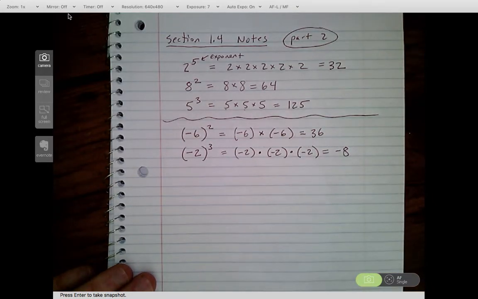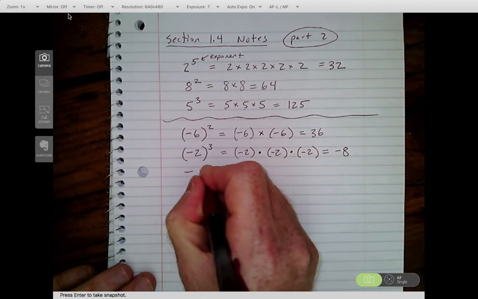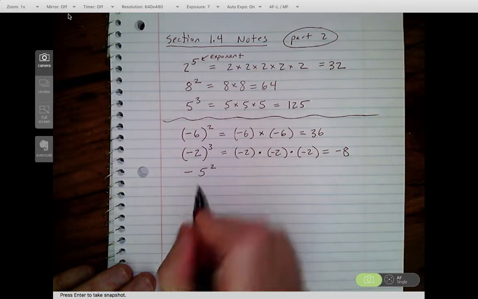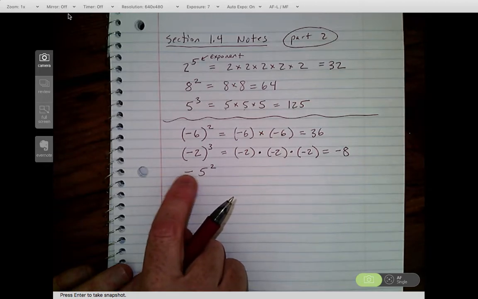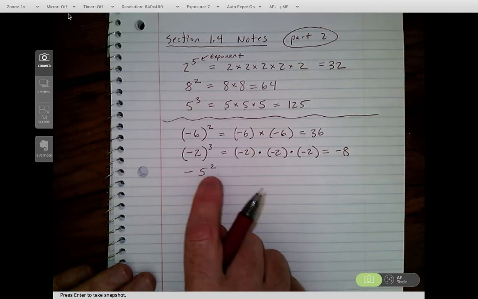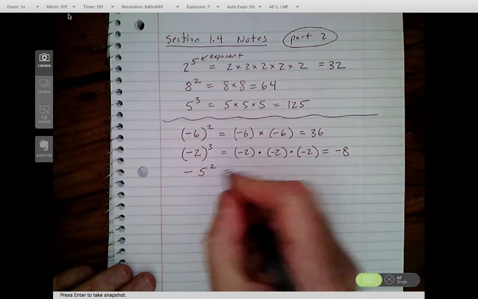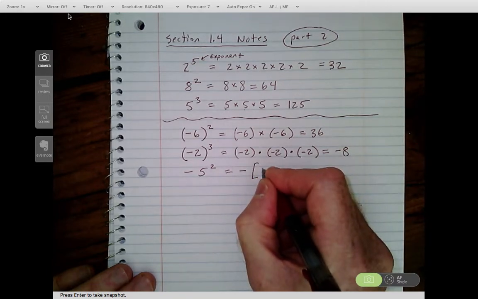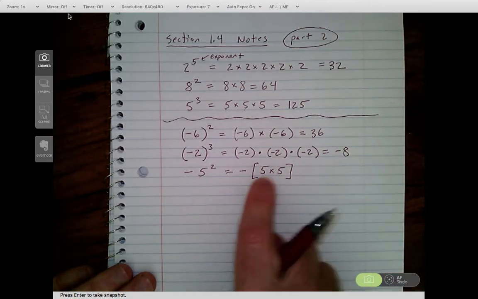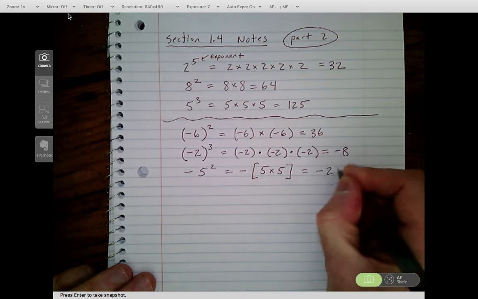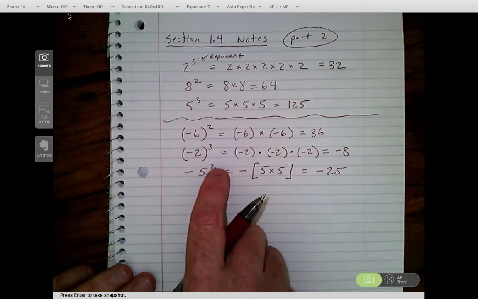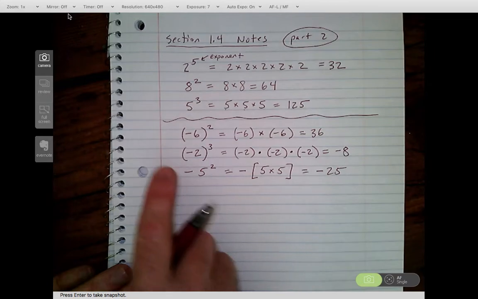Okay? And so here is one where the negative is not being worked on by the exponent because it's not in parentheses. Before, maybe you'll remember, another way to think about the negative is the opposite. So what is the opposite of 5 to the second power? Well, that's the opposite of 5 times 5. 5 times 5 is 25, so this is going to be negative 25. This negative sign comes with it to the answer. So see, the negative doesn't get the exponent because it's not all in parentheses like these two were.